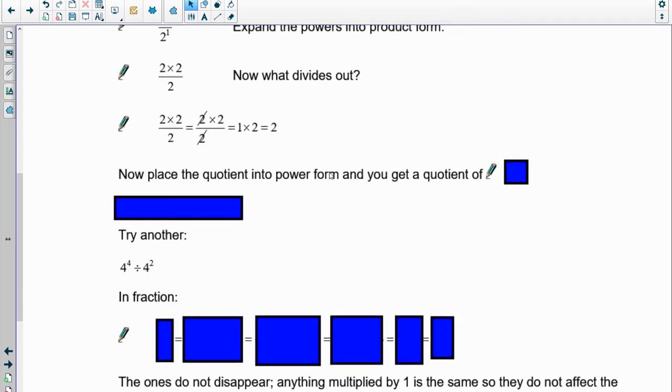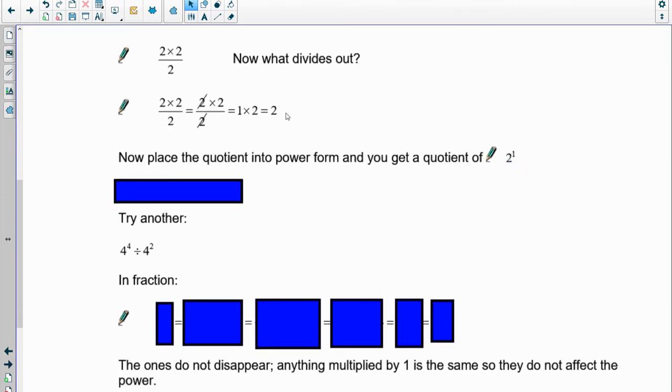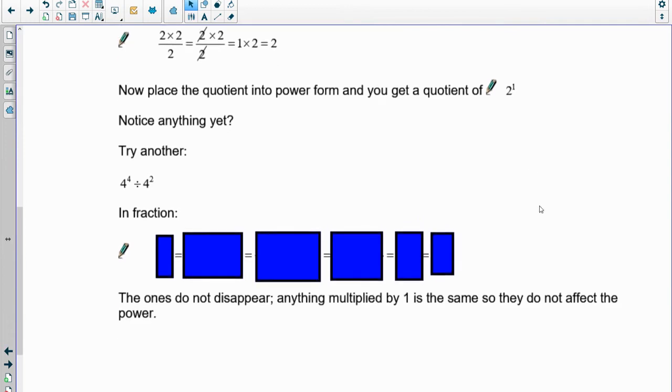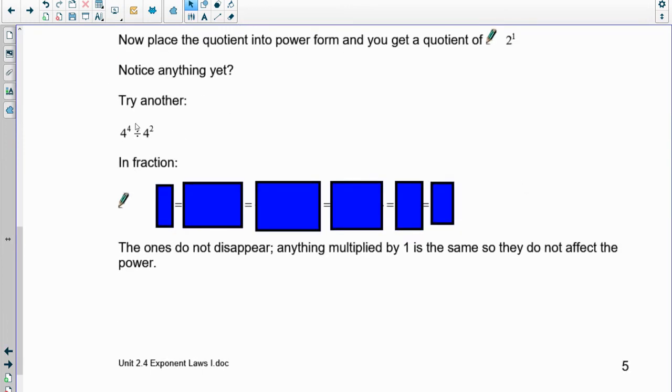Now, let's place the quotient into a power form. And you get a quotient of 2 to the 1, right? This power here is actually 2 to the power of 1, because there's only 1 2. So if you take a look at this, you should have noticed that 2 times 2 over 2 is 2 to the 2. And then 2 to the 1 down here, but the 2 up here have 1 taken away. And that got us 2 to the 1. Now, maybe a little bit fuzzy just yet. Let's try another one and see if you notice it.